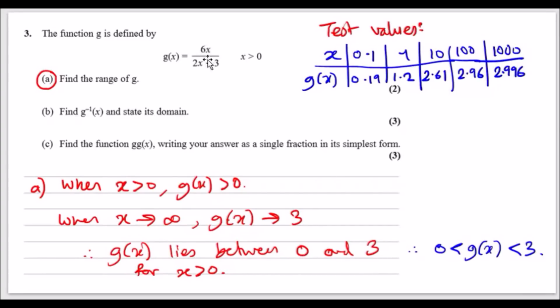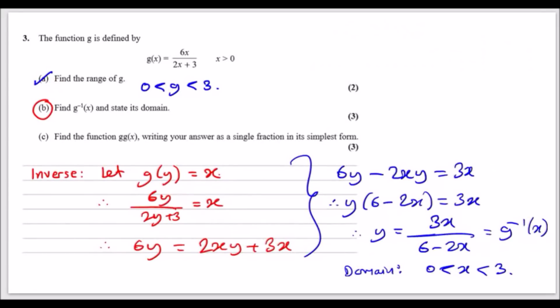It's 0 because we know it's positive. When you plug in a positive number, this is always positive. And we know if you put in a really big number, it will eventually cut off at 3. So the answer would be g(x) is between 0 and 3. Easy stuff, really. Okay, next one.